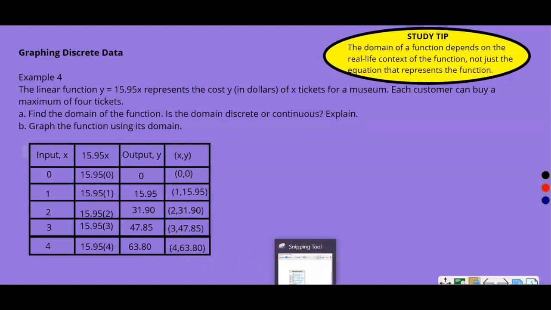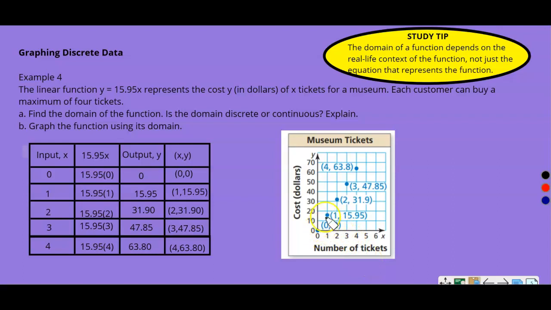If you graph these ordered pairs, you can graph the function to see that it represents a line. So when you graph these, you can see that it is discrete. They're just points. It's not a line that includes everything in between the points. So it's just dots on the graph, and it does represent a constant rate of change. So it represents a line. So it is a linear function. So find the domain. We did that. Is the domain discrete? Yes, it is. Graph the function. We did all parts of A and B.